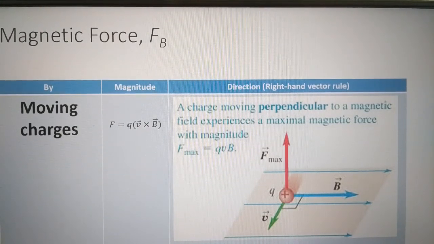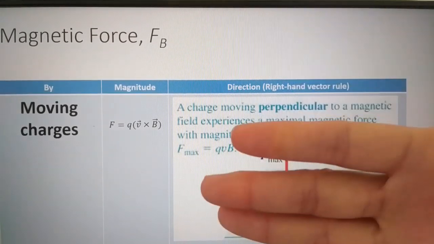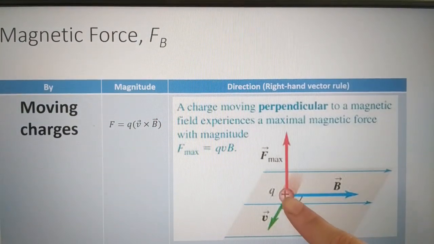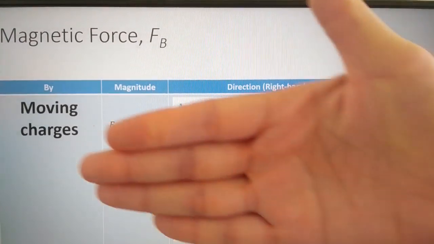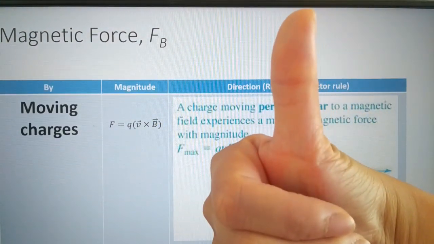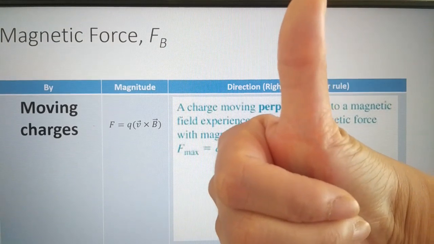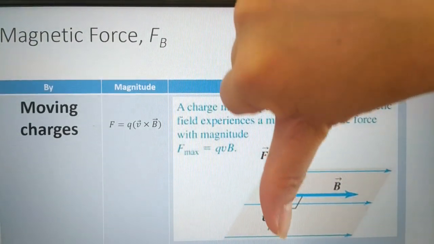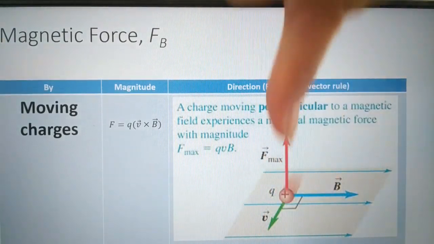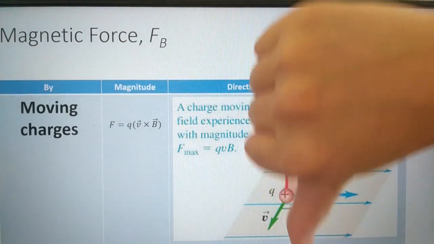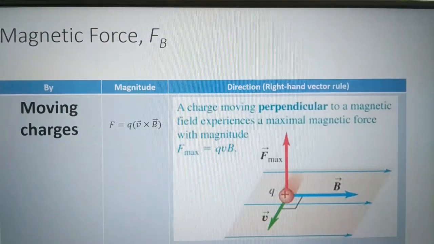What about for negative charge? For negative charge, it's very easy. Use the same right hand rule. So let's say this is a negative charge. Use the same right hand rule, V cross B, force upward. But because it's a negative charge, you just reverse the direction of force to the opposite direction, which is downward. So for negative charge, the direction of magnetic force produced is downward.